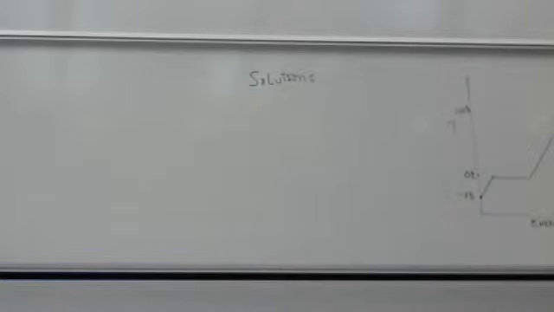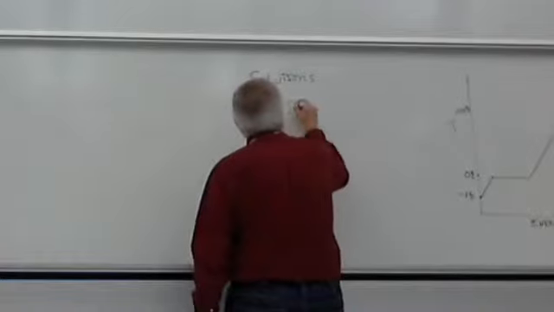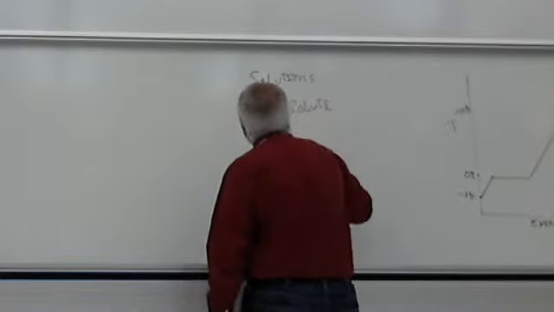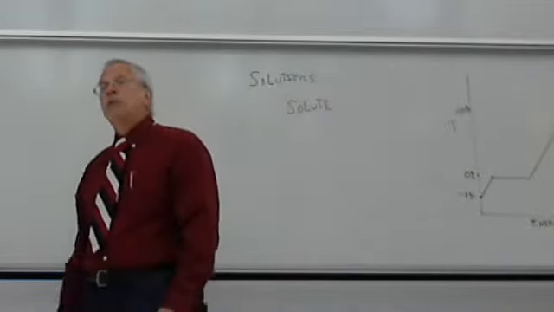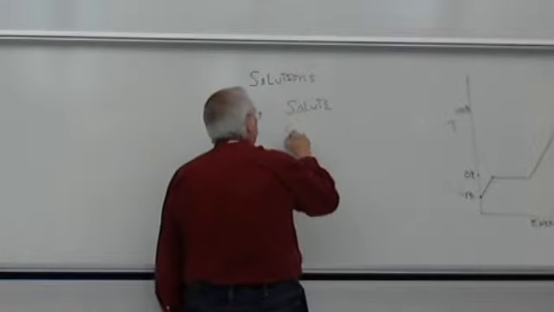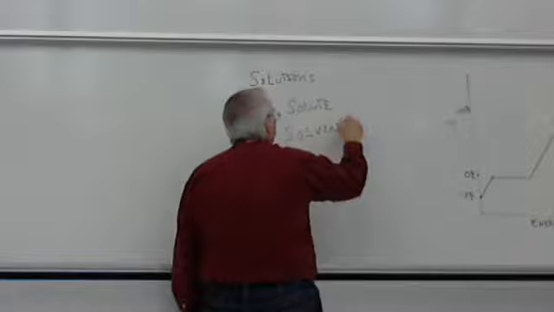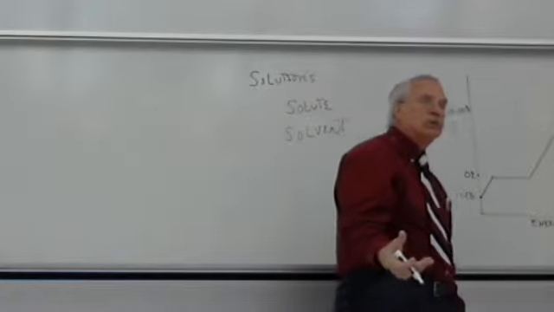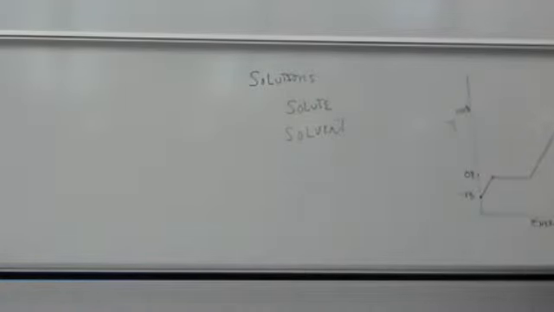The solution is made up of several components. There are two important components in every solution. There is at least one solute. There could be more, but there's at least one. And the solute is defined as the substance that gets dissolved. And there is one solvent. There's only one solvent in a solution, not two. And that's the substance that does the dissolving.